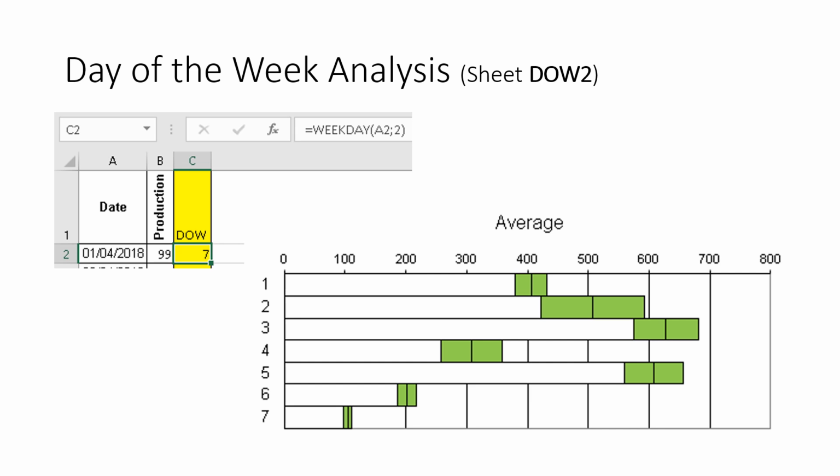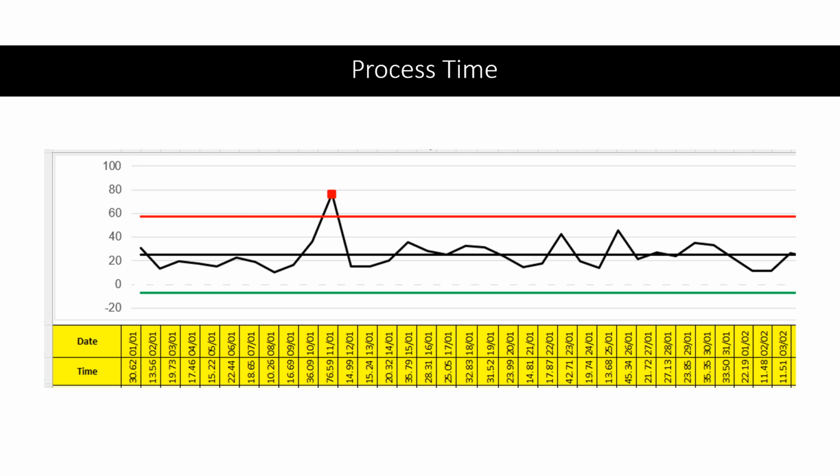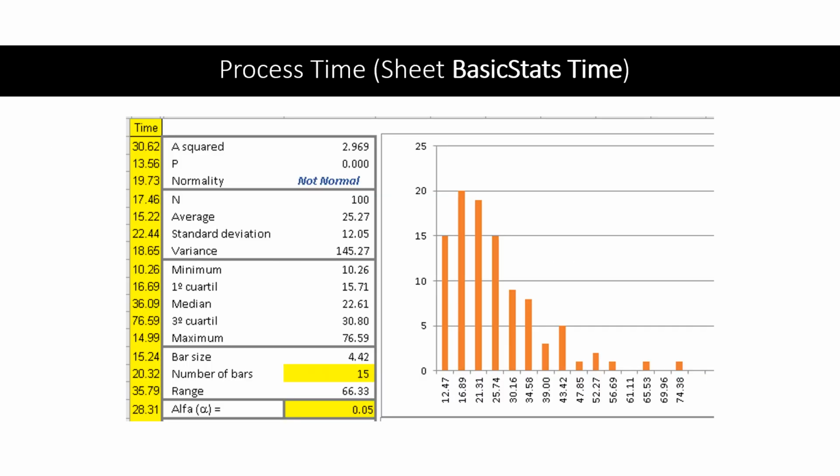We have been collecting process time daily during 3 months in sheet time, and we want to know if there are any significant changes during this period. Since we have a single value each day, we will use a variables SPC chart for individuals, time SPC. We need our values to follow a normal distribution to use this chart, so we will do a test for normality in basic stats time.